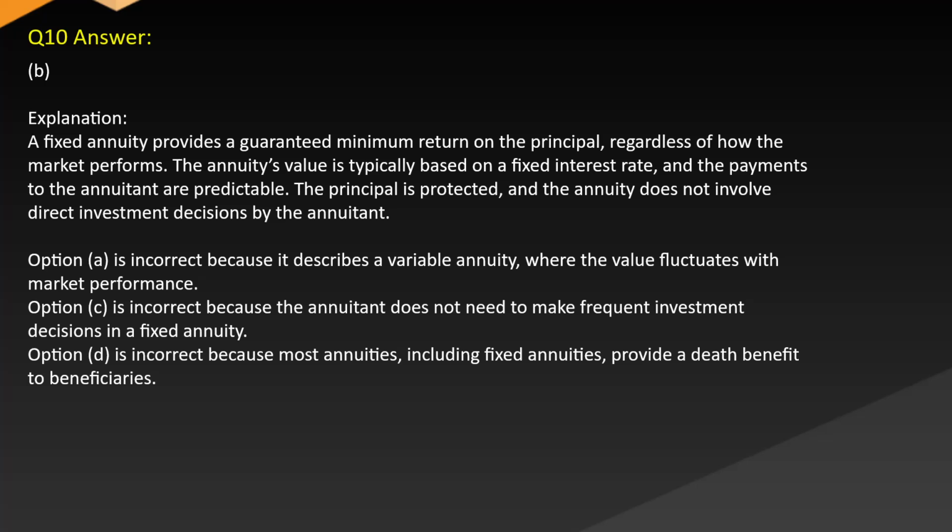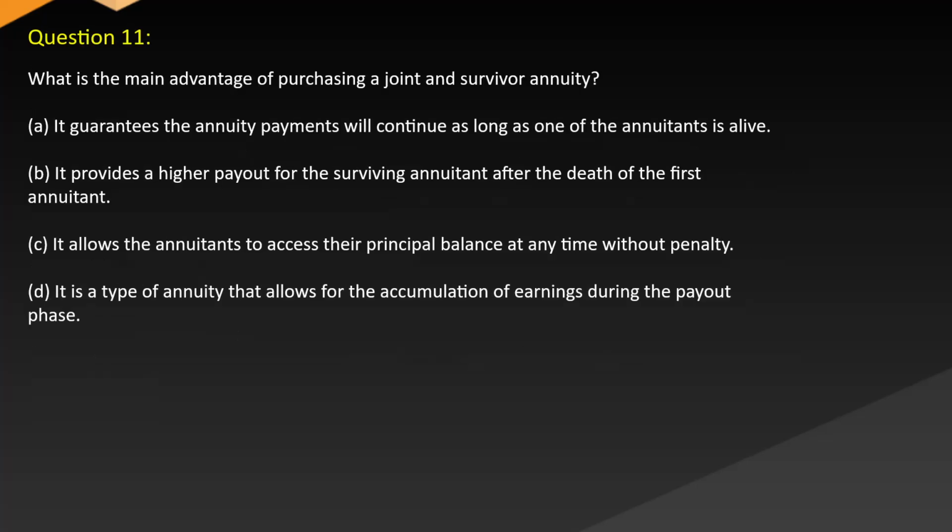Option D is incorrect because most annuities, including fixed annuities, provide a death benefit to beneficiaries. Question 11. What is the main advantage of purchasing a joint and survivor annuity? A. It guarantees the annuity payments will continue as long as one of the annuitants is alive.